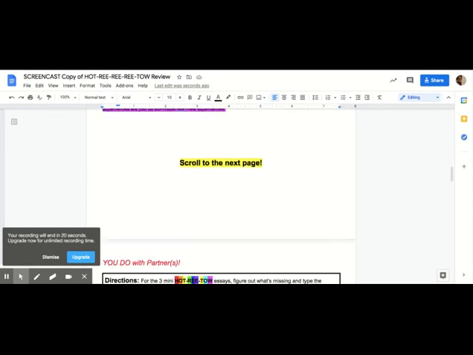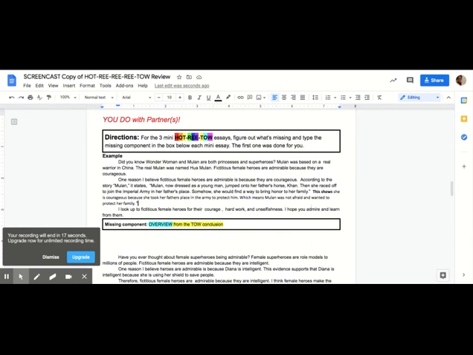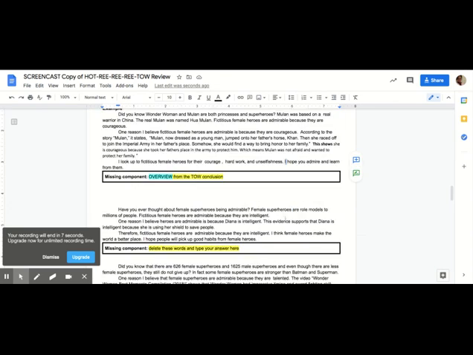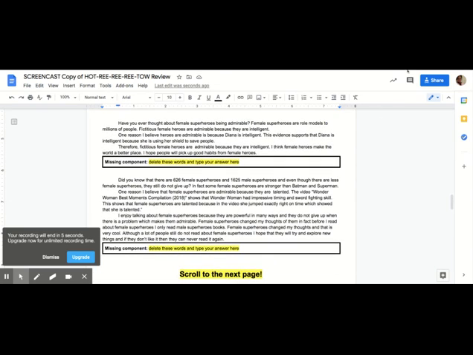Looking like this. Now on this page, you need to figure out what's missing and type it in the box below. So the overview is missing from this essay because here you have the thesis and the wish for the world, but not the overview. So now try to figure out what these are and then play it again to get your answer.